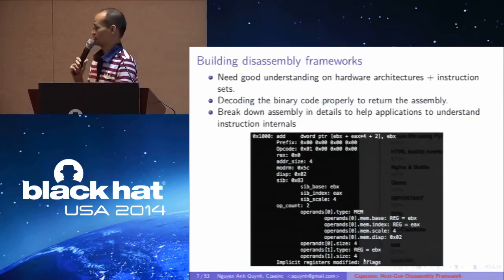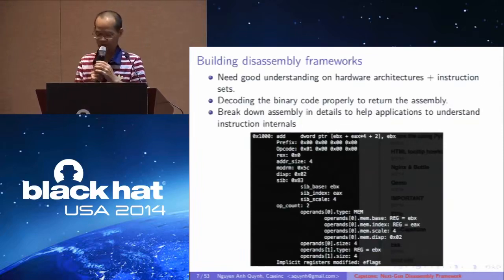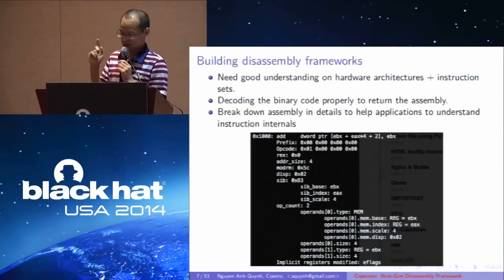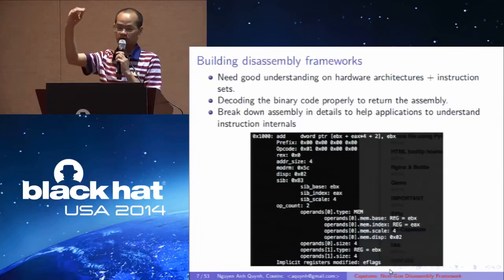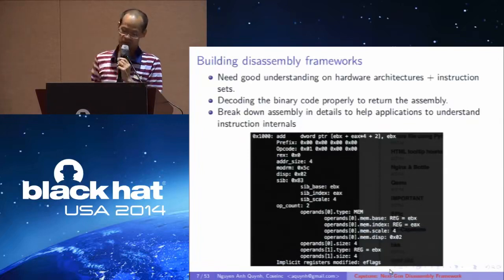And that's not the end yet. A good engine should tell me some semantic information. For example, it should tell me that this instruction modifies the EFLAGS register. So I put many requirements on a good engine like that.